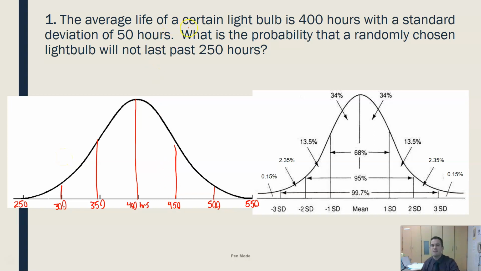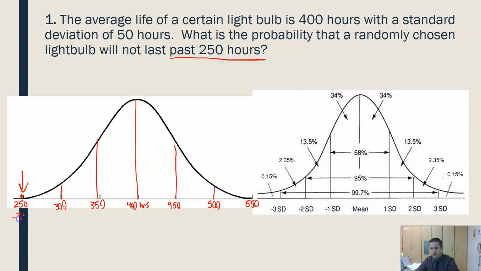So this says the average life of a certain light bulb is 400 hours with a standard deviation of 50 hours. What is the probability that a randomly chosen light bulb will not last past 250 hours? So 250 hours is all the way over here. Most bulbs are going to last more than 250 hours, right? If the average is 400 hours, it's probably not very likely that it's only going to last 250 hours. So what's the probability that a randomly chosen light bulb will not last past 250 hours?